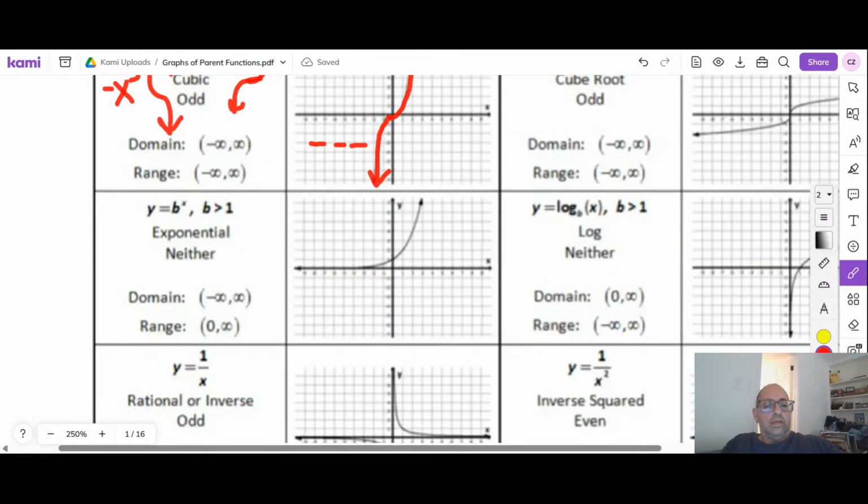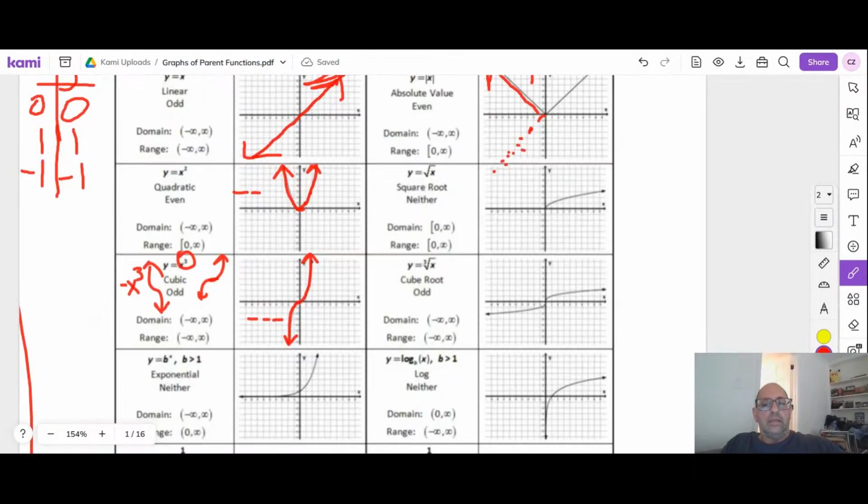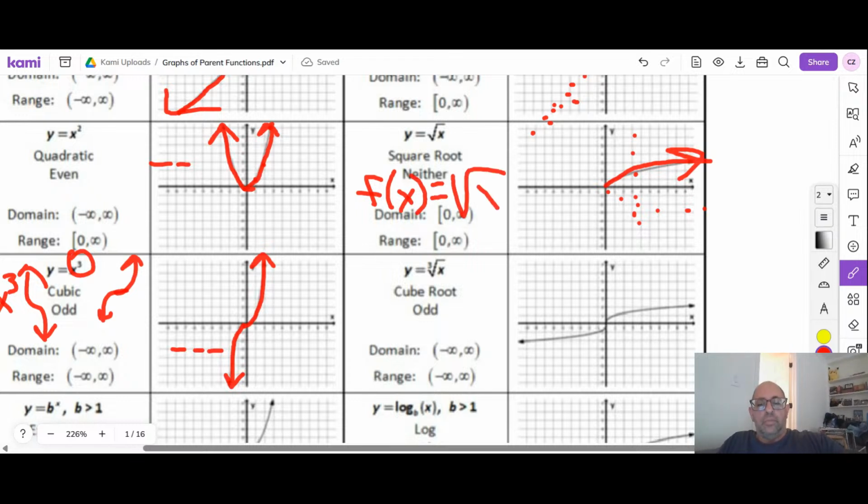And now let's take a look at square root and cube root. Keeping in mind, if it's going to be a function, a square root, you're only concerned with the top half. Otherwise, if you talk about the bottom half, it will not pass the vertical line test. So when you talk about the square root function, as in f of x equals the square root of x, you must consider the fact that you can only take the top half of it.